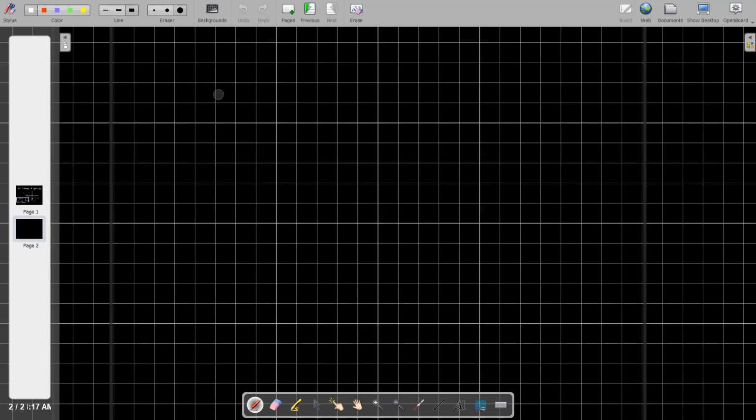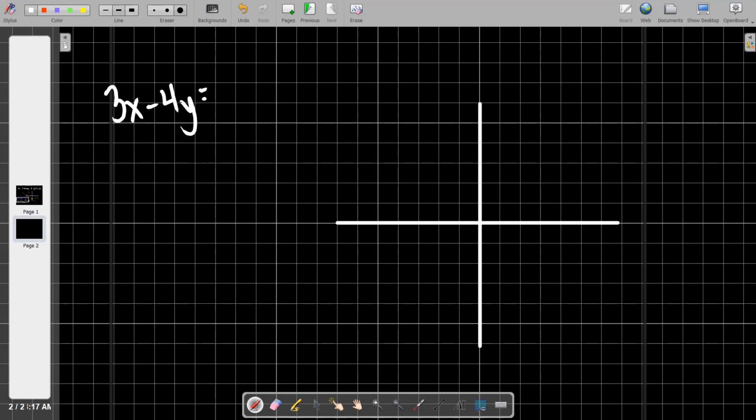So here is a graph. And I'm going to sketch a little x-axis and a little y-axis right there. And I'm going to give you an equation, and you're going to help me graph it. So if I gave you 3x minus 4y equals 12.